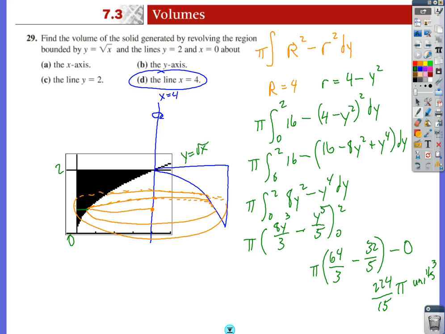The hard part on these is deciding where the radius is. Is it a ring or is it a disc? Where are my two radii? Some will be easy, some will be difficult.